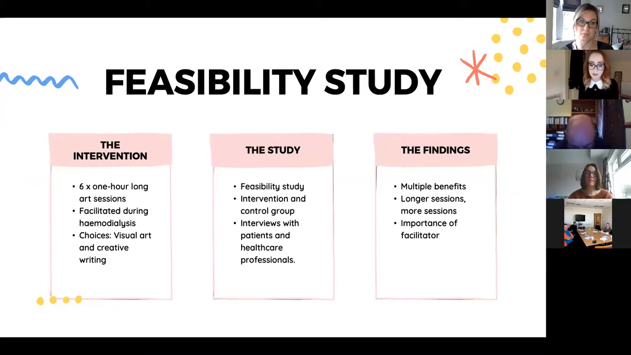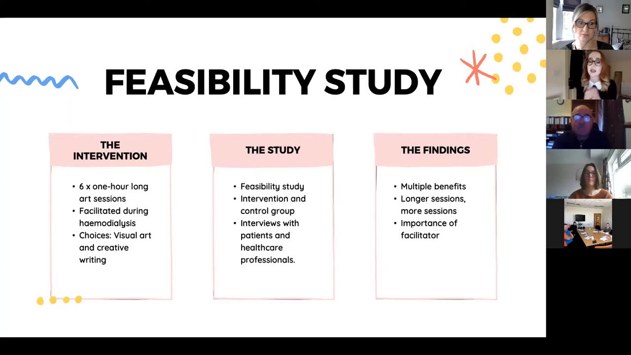They were able to get funding for a PhD studentship to look at the feasibility of bringing ART into a hemodialysis unit, and also to look at the feasibility of evaluating that in a rigorous and scientific way. And I was lucky enough to get that studentship, which was a fantastic experience.